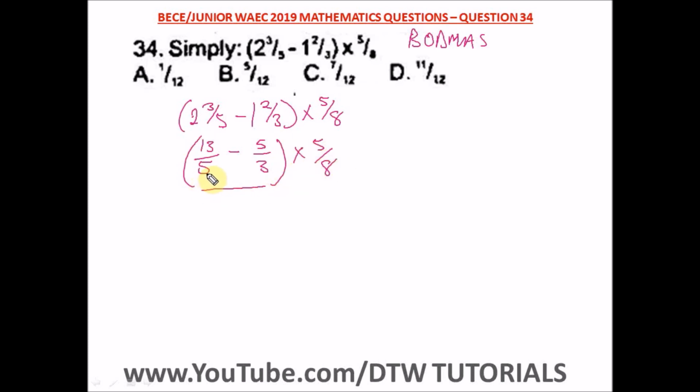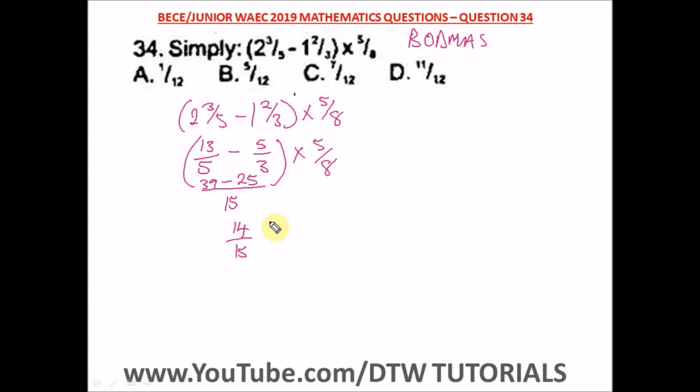What's the LCM of 5 and 3? The LCM of 5 and 3 is what? 15. That is 5 times 3, which is 15. How many times would 5 go in 15? 3 times. 3 times 13 will give us what? 39, minus 3 in 15. How many times will it go? 5 times, and 5 times this 5 here, we have what? 25. So what is 39 minus 25? 39 minus 25, we're going to have here 14 over 15.